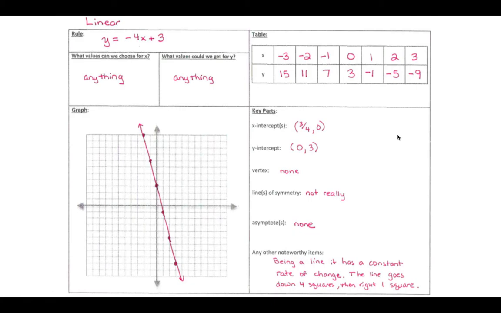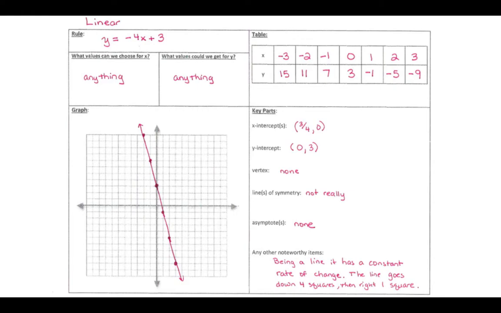And then I used Desmos to help me find some of these things. So when something was looking like a fraction, like in this case the x-intercept, I put the rule into Desmos and looked at the graph and used it to assist me. So I found that the x-intercept was at (3/4, 0). The y-intercept was at (0, 3). Now, a vertex is where it changes direction. This one doesn't, so it has no vertex.